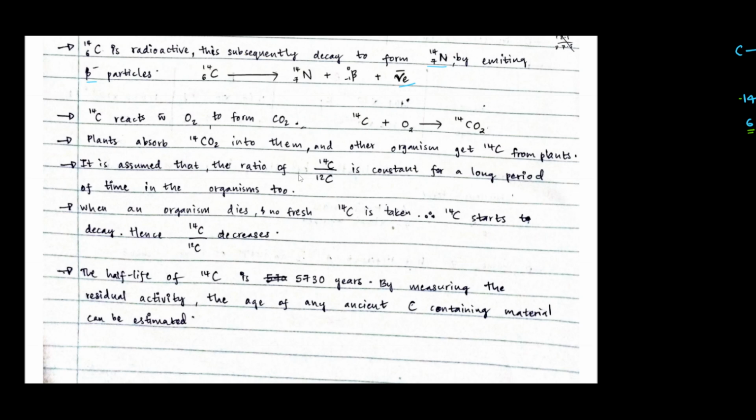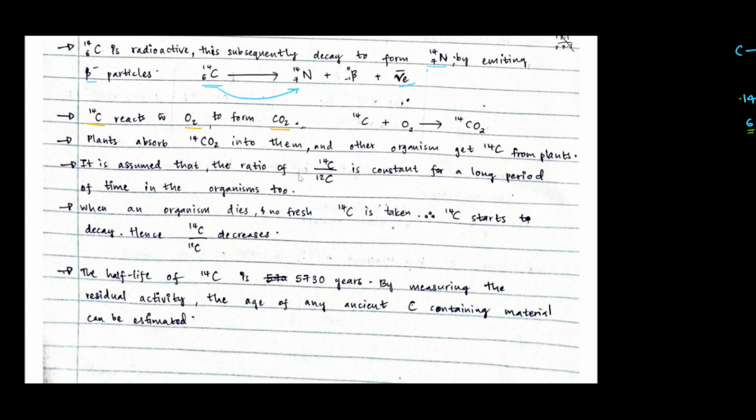This reaction, carbon-14 turning back into nitrogen-14, will take tens of thousands of years. It will take a very long time. Therefore, before turning into nitrogen-14, a lot of reactions will occur. For example, this carbon-14 will react with oxygen and form carbon dioxide.